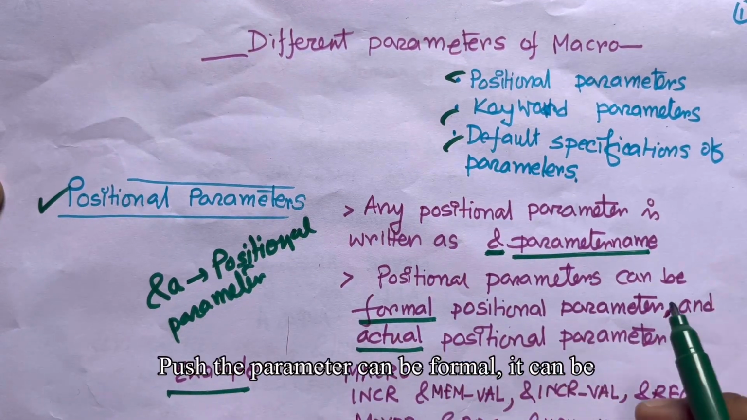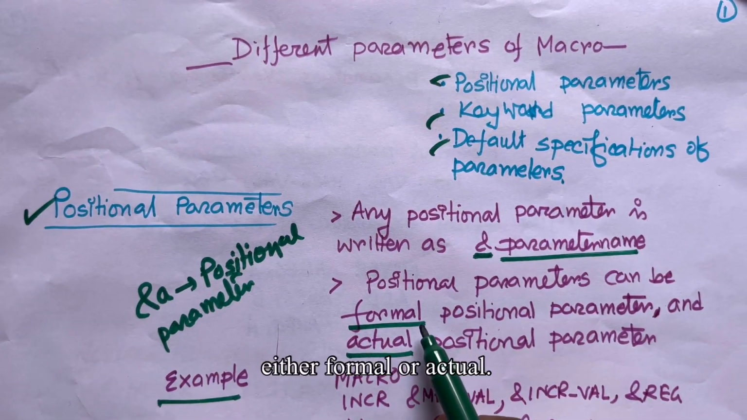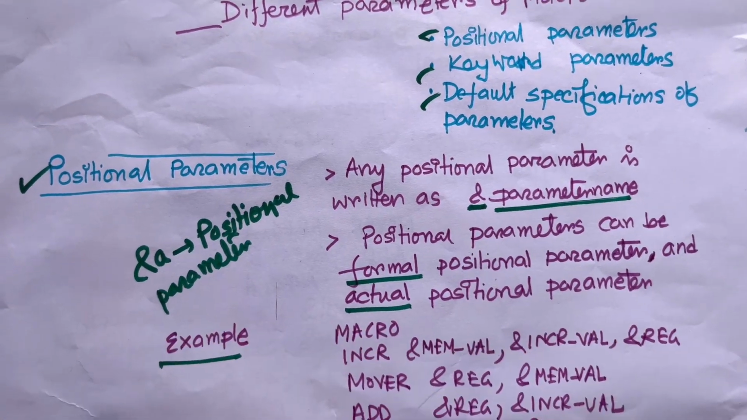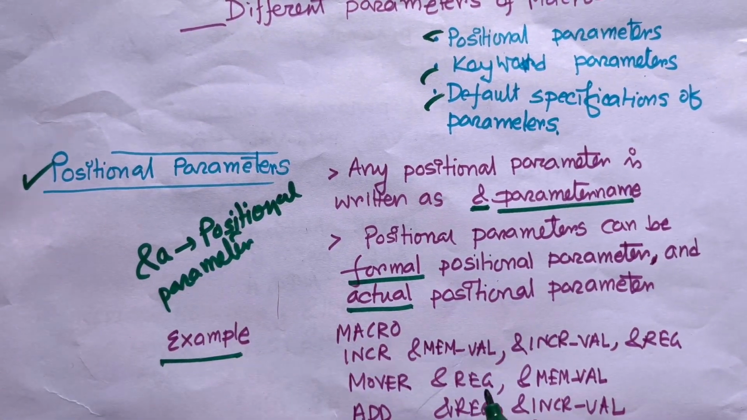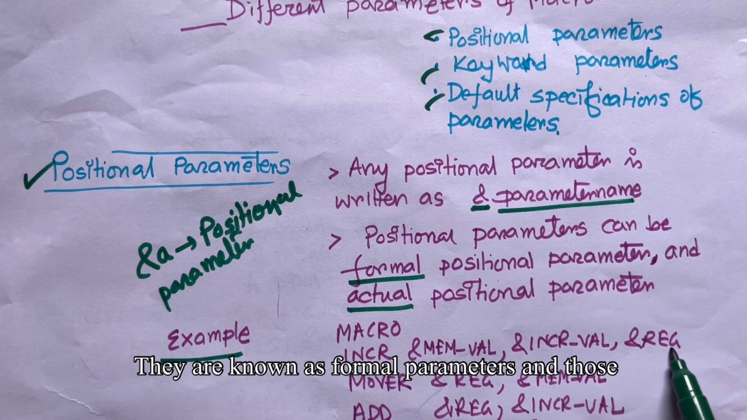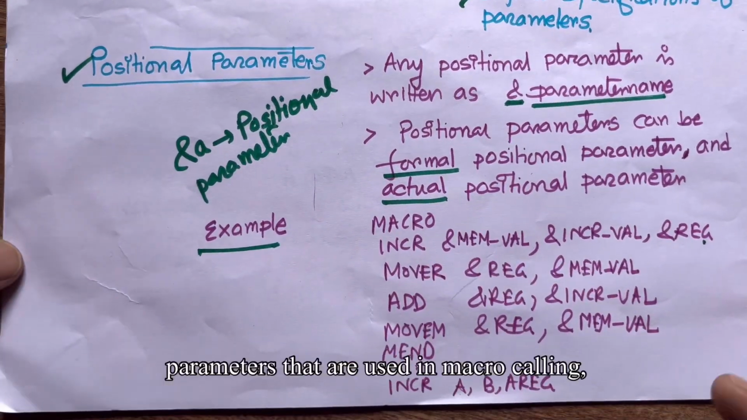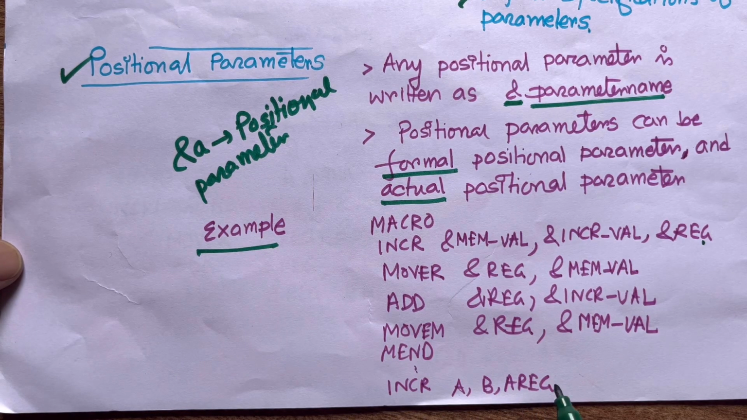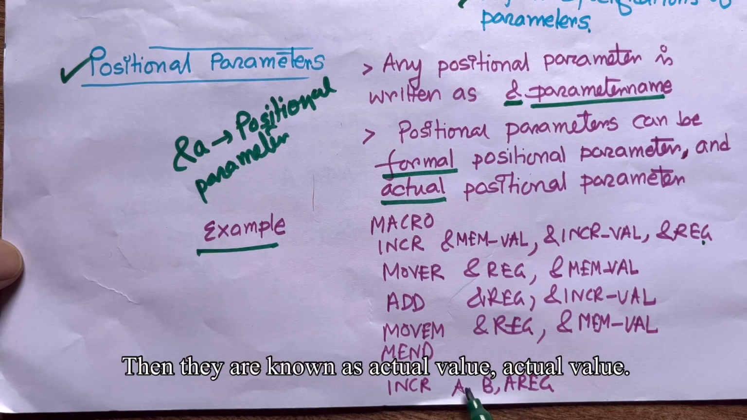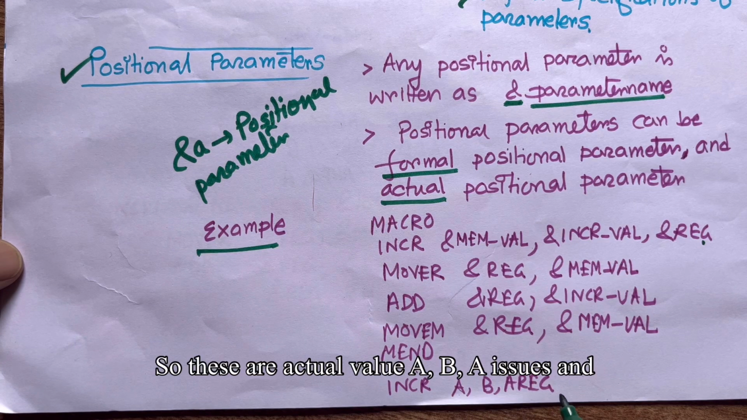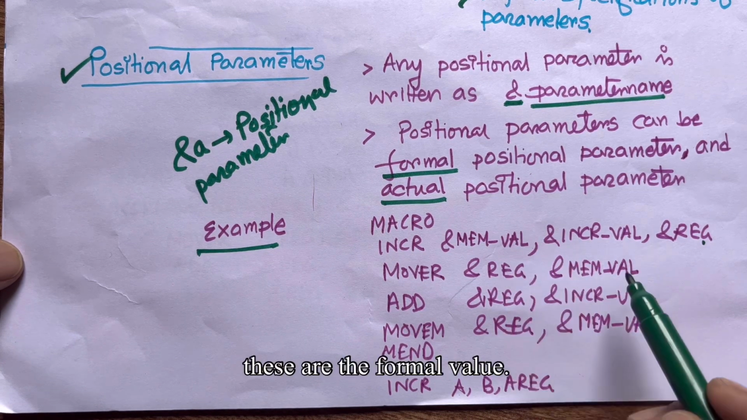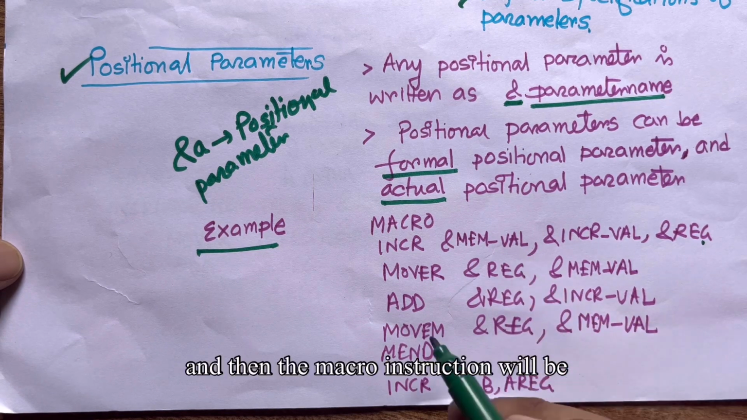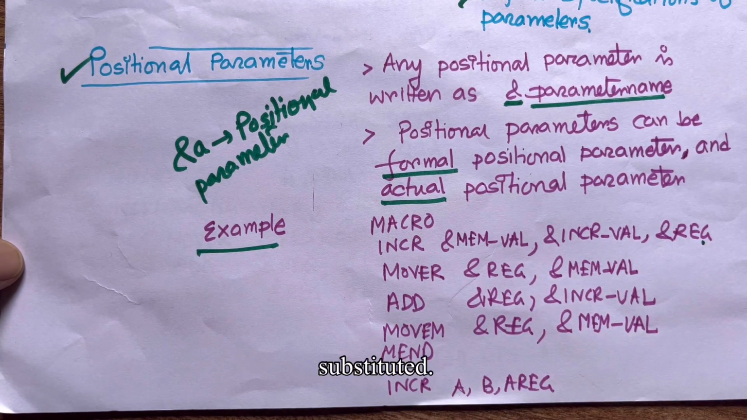Positional parameter can be either formal or actual. Formal means those parameters that are written inside the macro definition. They are known as formal parameters, and those parameters that are used in the macro calling part are known as actual values. So these are actual values A, B, A registers, and these are the formal values. Actual values will transfer to the formal values, and then the macro instruction will be substituted.